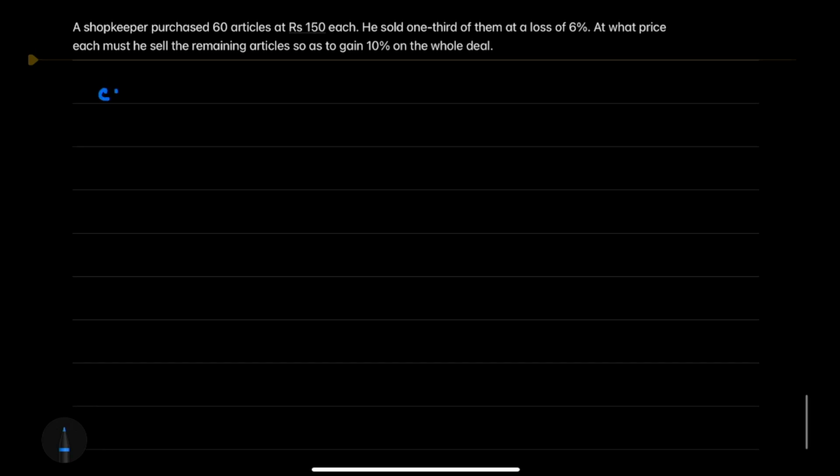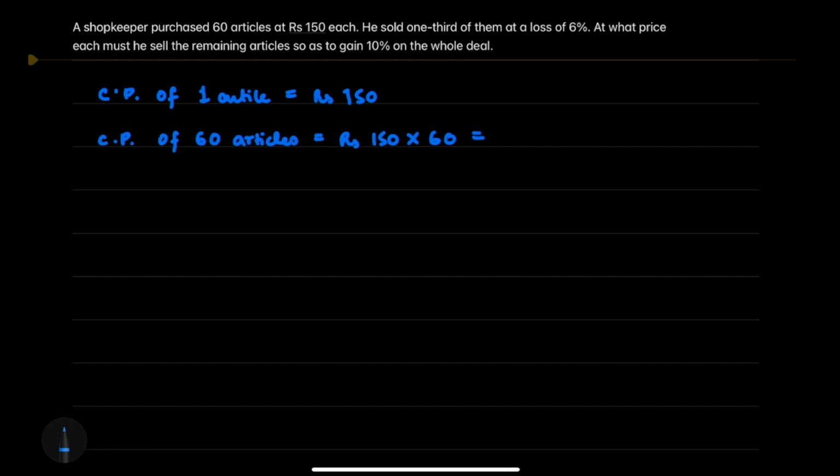So we know that the cost price of one item is 150 rupees, and we have 60 items, so that comes out to be 9,000 rupees. And he wishes to have a 10% profit on the whole deal.